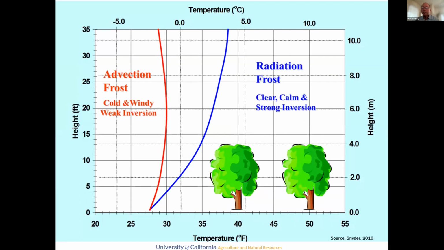We have different types of frost events. Most of our frost events in California would be classified as a radiation frost. These occur under conditions at night when you have clear skies and very little wind, and this tends to form a strong inversion. That blue line there represents the change in air temperature with height above the ground.